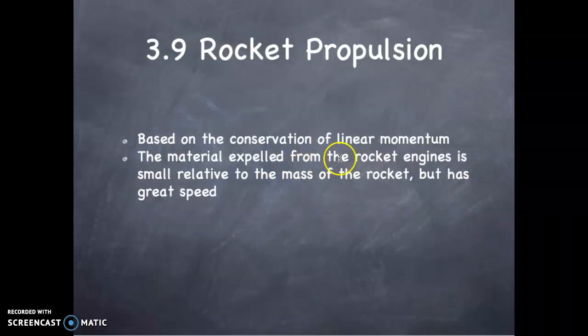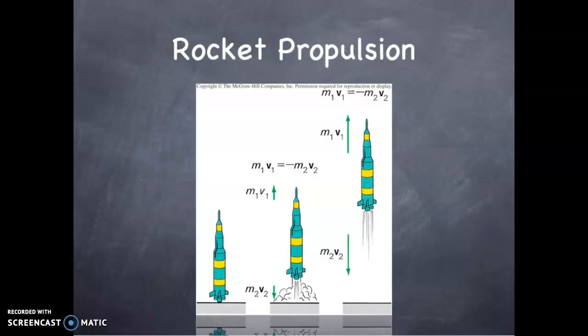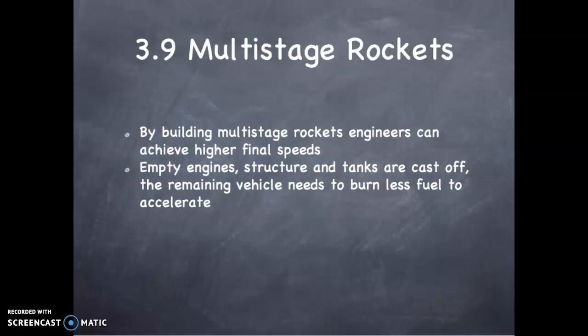Based on the conservation of linear momentum, the material expelled from the rocket engine is small relative to the mass of the rocket, but it's traveling so much faster, just as it was in the case with the camera being thrown and the astronaut moving in the opposite direction. So here's an illustration of that.